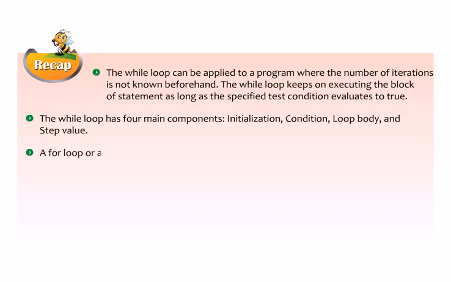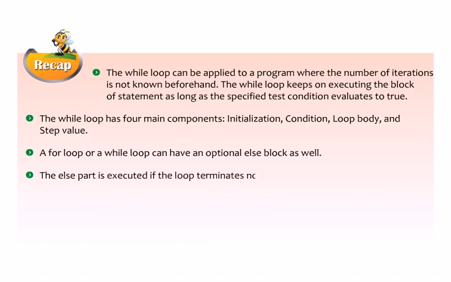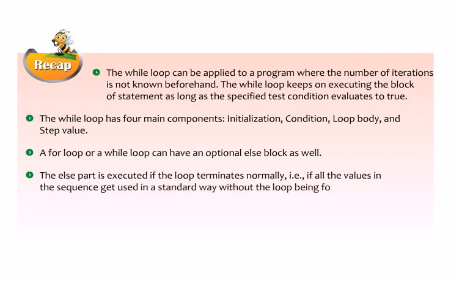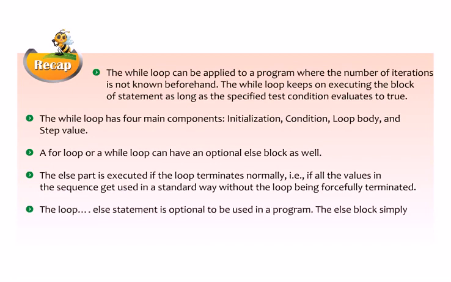A for loop or a while loop can have an optional else block as well. The else part is executed if the loop terminates normally, that is, if all the values in the sequence get used in a standard way without the loop being forcefully terminated. The loop else statement is optional to be used in a program. The else block simply makes sure that the loop is terminated normally.